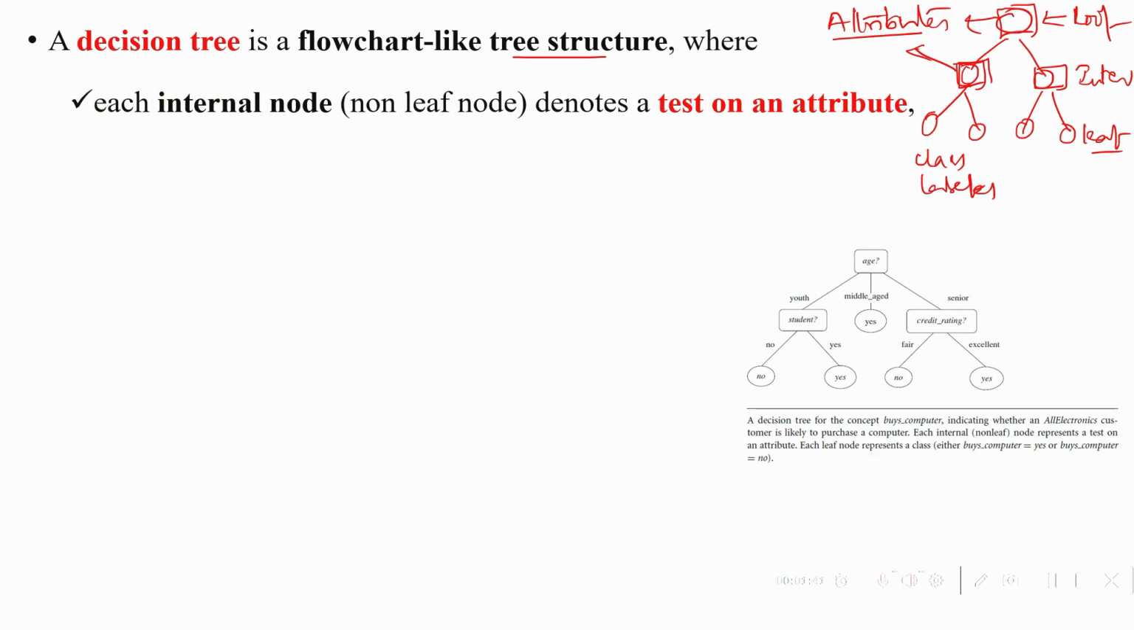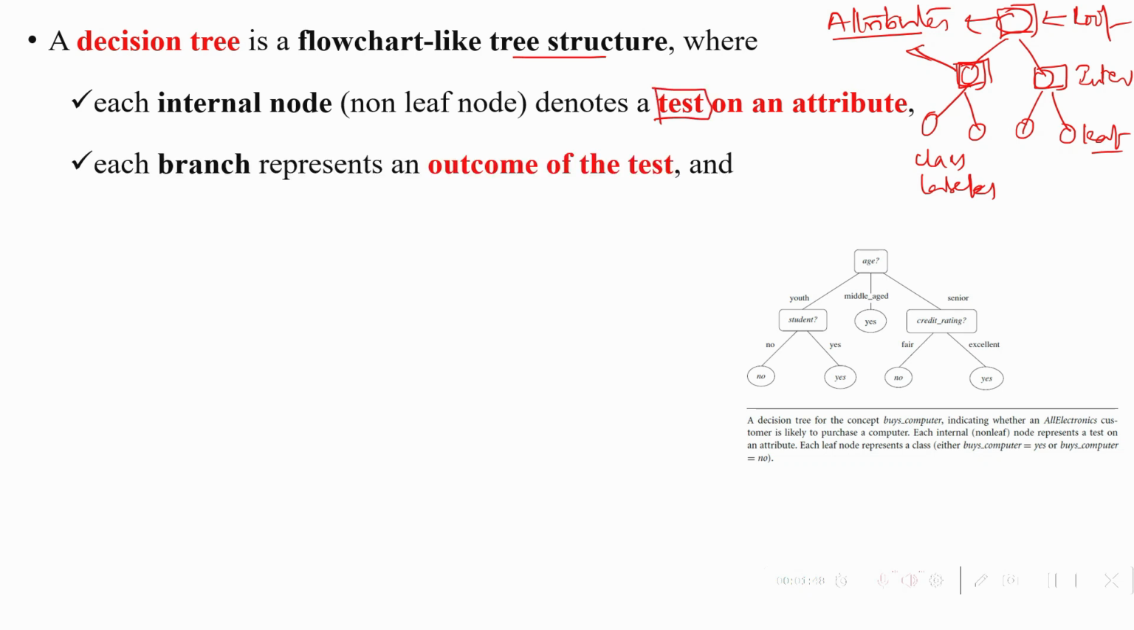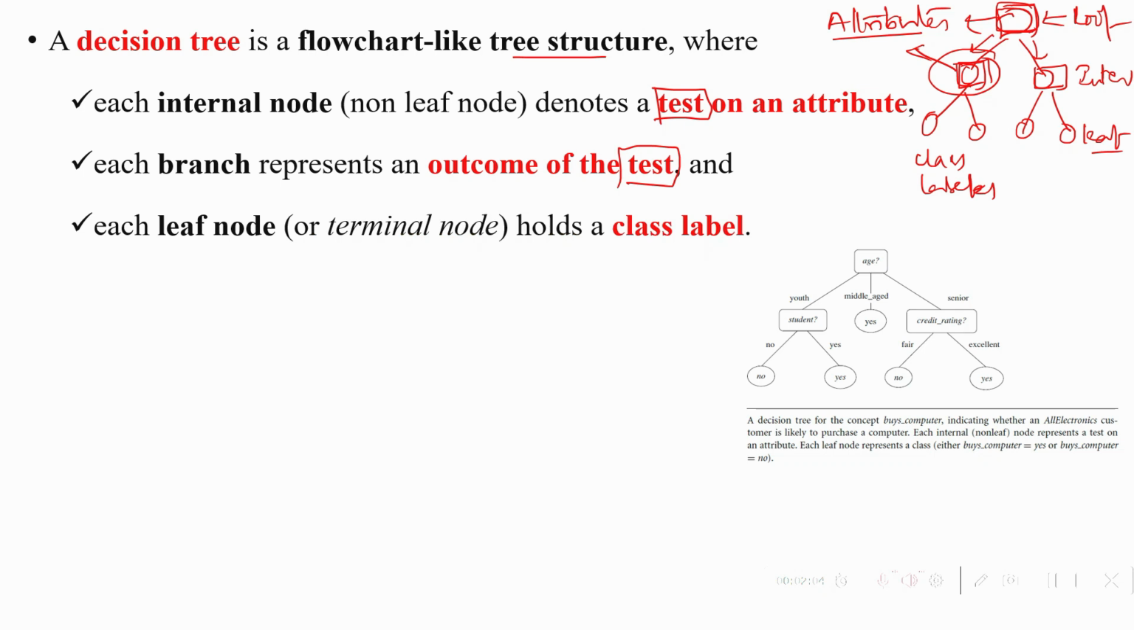Now each internal node denotes a test on a corresponding attribute, and each branch represents an outcome of the test. So we are going to perform some test condition on each and every attribute. Based on that attribute, we are going to find out some branch, left branch or right branch, based on the previous condition. And each leaf node holds a class label. Like that, we are going to construct the decision tree for the given data set. Simply, this is called a decision tree.